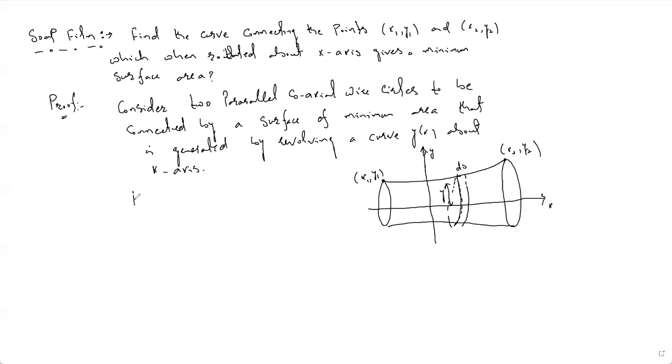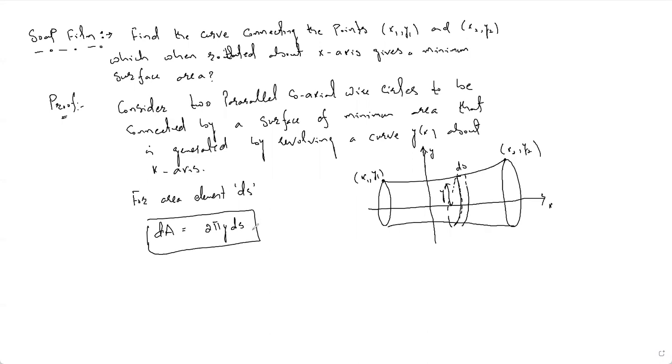For the area element dS, the area element dA will be equal to 2 pi r h, where r is the radius and h is the height. Here we have the height as y, and this element is dS, a cylindrical form measure. So this will be the area element corresponding to this element dS.